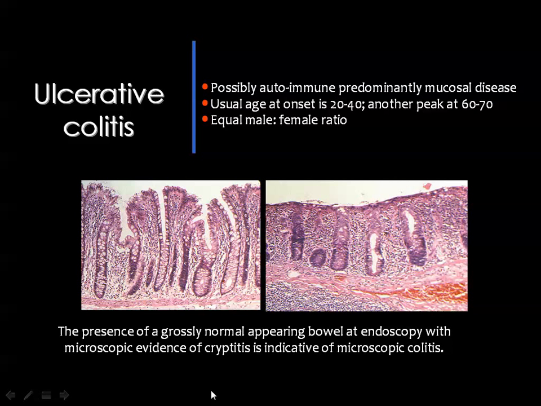Then we came to a well-known inflammatory disease of the colon, which is ulcerative colitis, and this is possibly an autoimmune disease predominantly affecting the mucosa, and this is the usual age of onset, about 20 to 40 years, and it may also be seen in older patients. It has an equal male to female ratio, and this is the normal mucosa, of course, and the mucosa of the colon in cases of ulcerative colitis, and you see the severe damage of the mucosa.